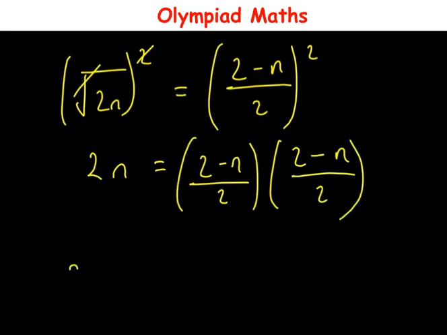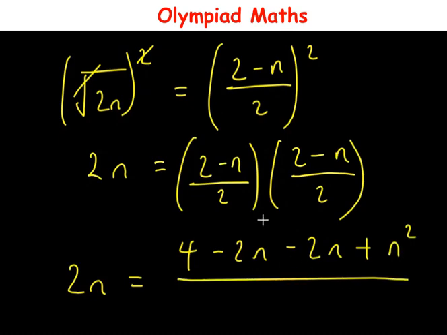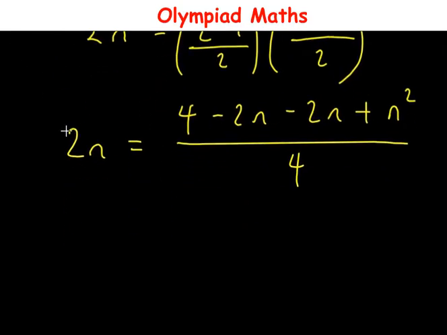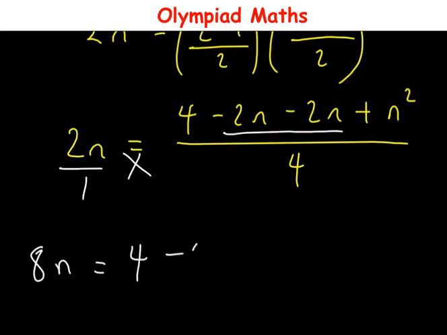So with this, 2n is equal to 2 times 2, 4, 2 times minus n, minus 2n, minus n times 2, minus 2n, minus n times minus n, plus n squared, all over 2 times 2 is 4. So we can rewrite this 2n as over 1 and then cross multiply. 4 multiply 2n, 4 times 2n is 8n is equal to 1 multiply this, we have 4 minus 4n, then plus n squared.